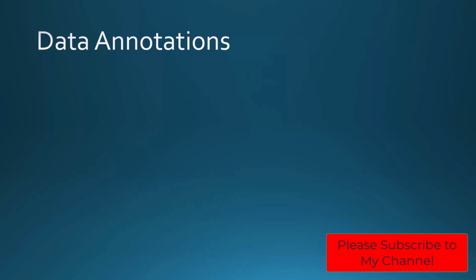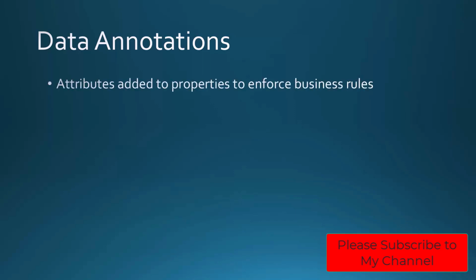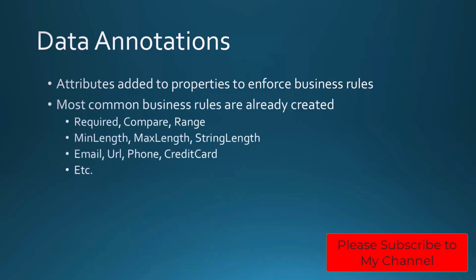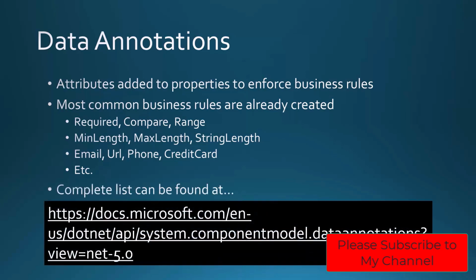There are lots of ways to handle validation, but I like using data annotations. These are attributes that we add to the properties to enforce business rules. Now, we've seen data annotations to handle things like mapping a column and their attributes to the column in the table, but now we're going to add them for enforcing business rules. The most common business rules are really already created for us: required, compare, range, min length, max length, string length, email, URL, phone, and credit card. There's probably others out there as well. The complete list for these can be found at this URL. If you just look up data annotations, like for C#, you'll find this URL.